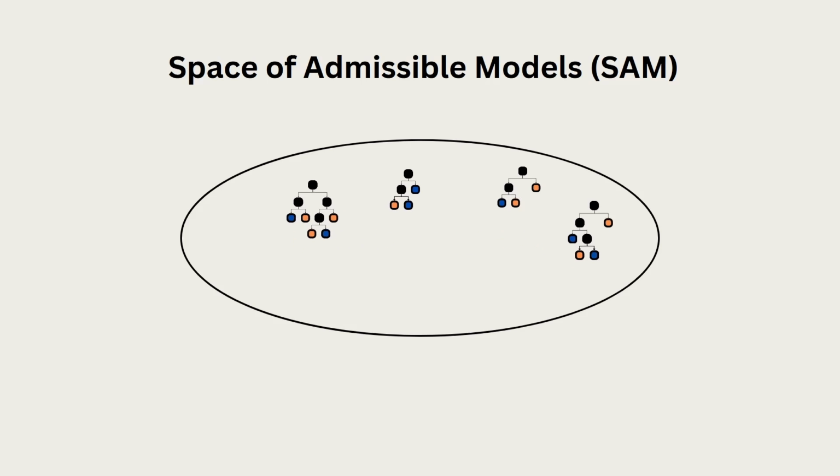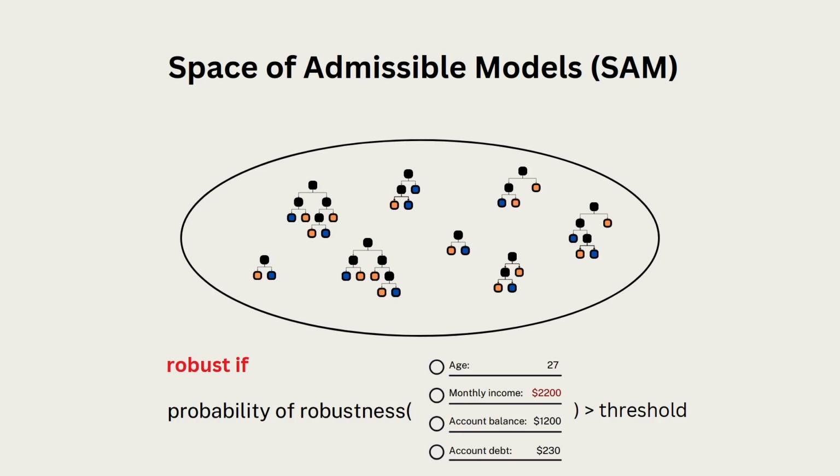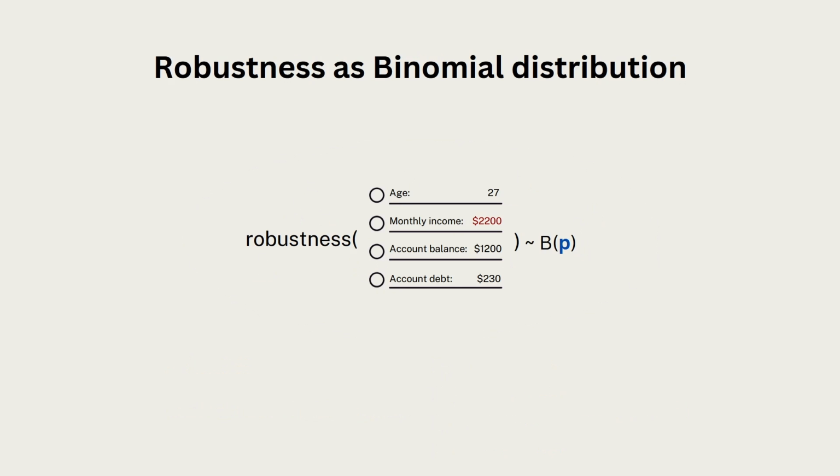First, we define sum, a space of admissible model changes, which includes all the changes we expect might happen, for example data shifts or some model retraining. We aim to ensure that counterfactuals will remain valid across all these potential model changes, with at least a set probability threshold. Next, we model robustness using binomial distribution.